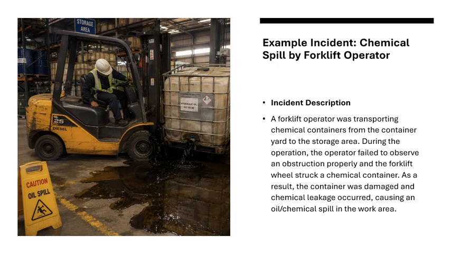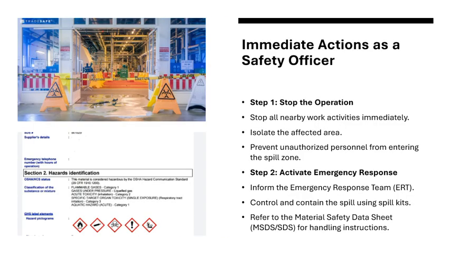So as a safety officer or supervisor, how can you make a report? I will also give you a scenario. What immediate action can you take as a safety officer if you are present in such a workplace and a chemical spill occurs? The first step is to stop the operation. Stop all nearby work activities immediately. Isolate the affected area and prevent unauthorized persons from entering the spill zone.